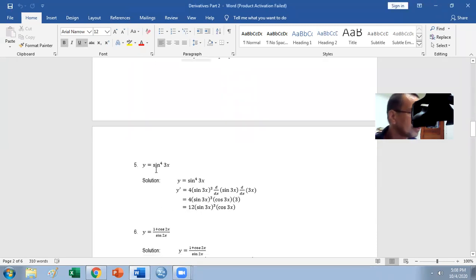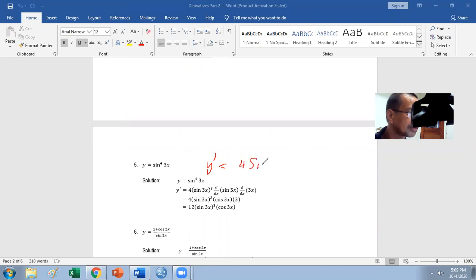Okay, y is sine to the fourth 3x. So, kailangan magamit mo muna yung u to the fourth. So, anong y prime mo? Y prime is, okay, this is a power, okay? So, u to the n will be 4 times sine of what?